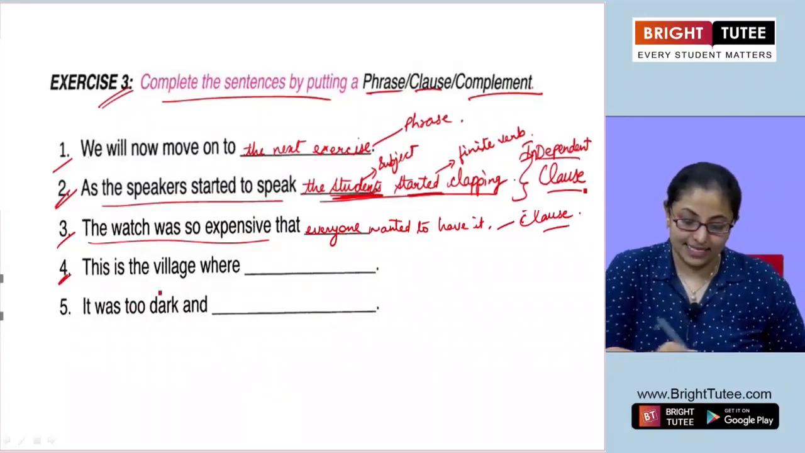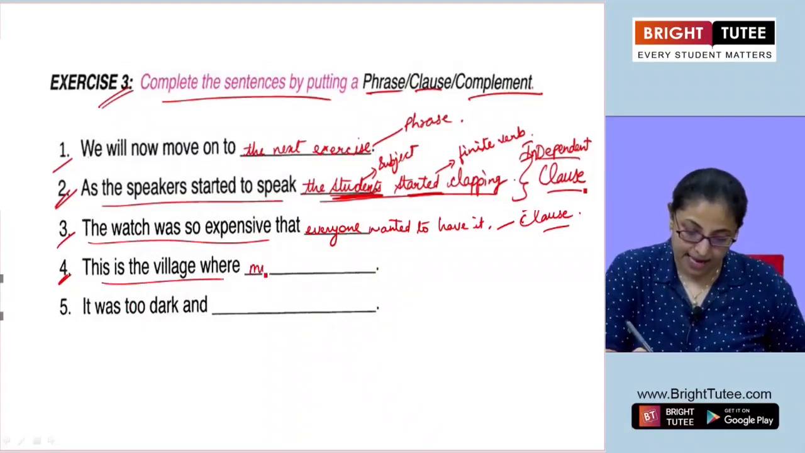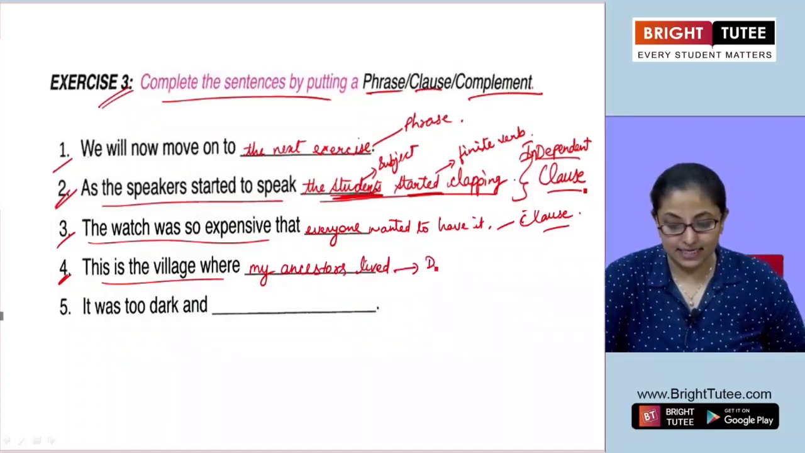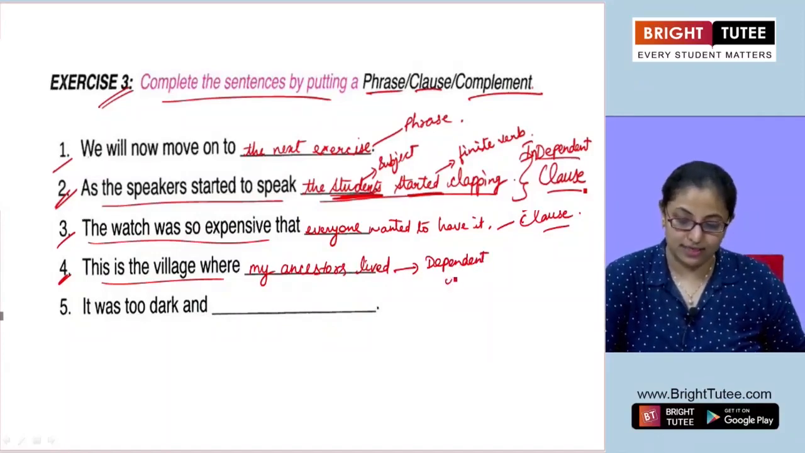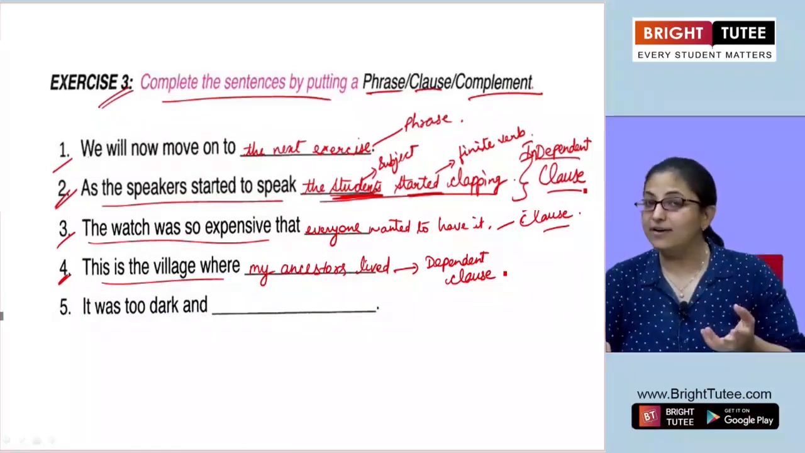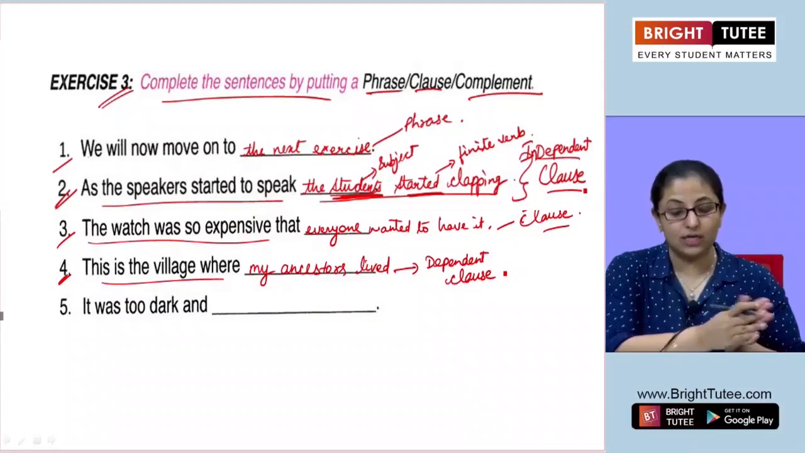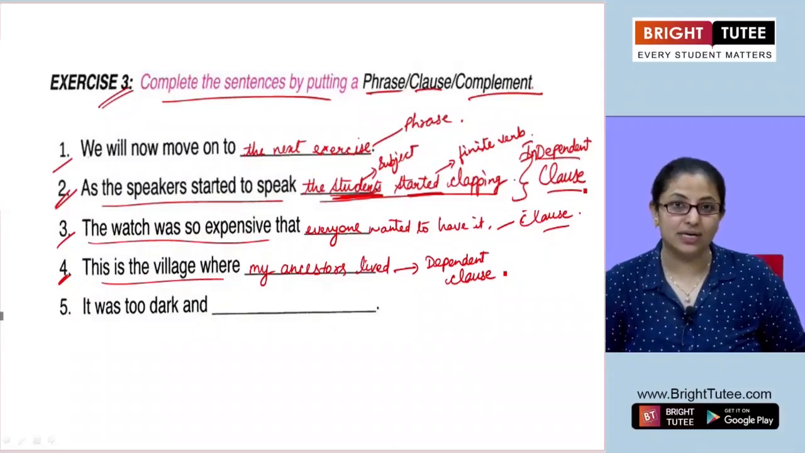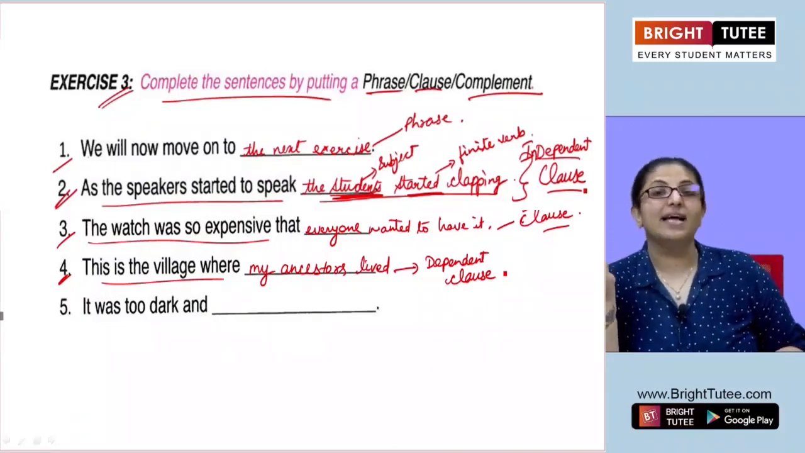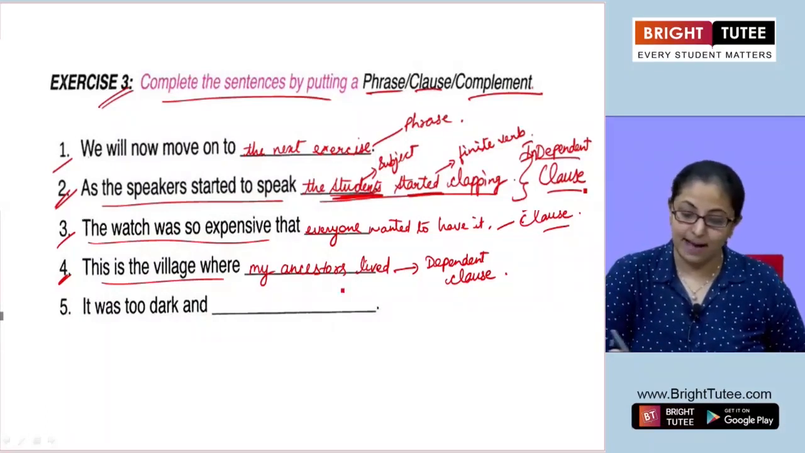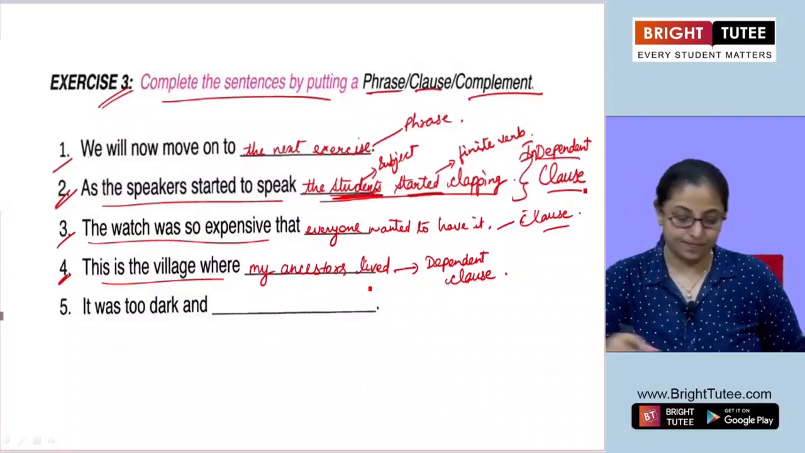Next one. This is the village where my ancestors lived. Again, it is a dependent clause. Why? Because my ancestors lived is additional information about the main clause. The main clause is, this is the village. So clause B, my ancestors lived, is additional information about the main clause, the independent clause. So this, my ancestors lived, is a dependent clause.